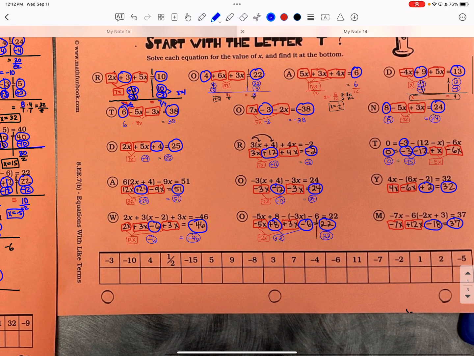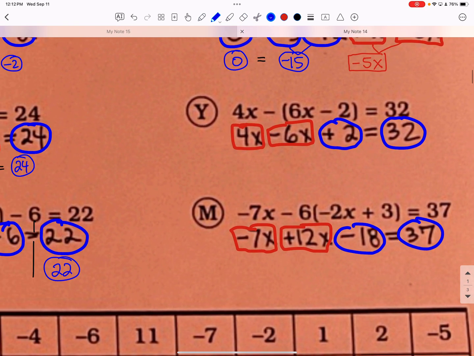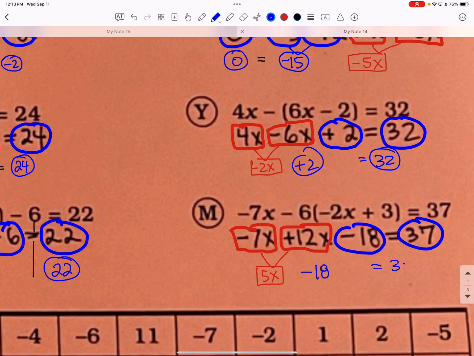Okay, so for all of these now, I expect you to be able to, I'll do, we didn't do these ones over here. 4x minus 6x is negative 2x. Plus 2 equals 32. This one, negative 7x plus 12x, the positives win by 5x's. Minus 18 equals 37. So this is a lot of work. I won't give you this much work today.